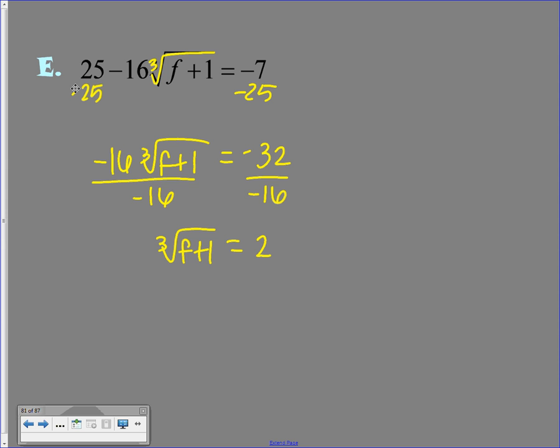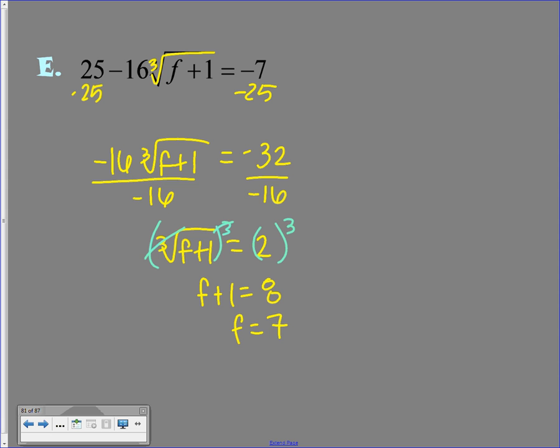To get rid of a third root, I need to raise each side to the third power. So the third power cancels the third root. That way I'm going to get f plus 1 to equal 2 to the third, which is 8. So f will equal 7.